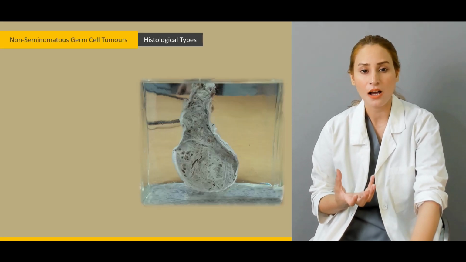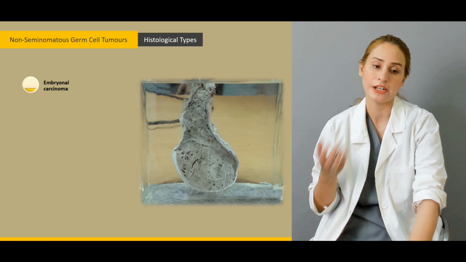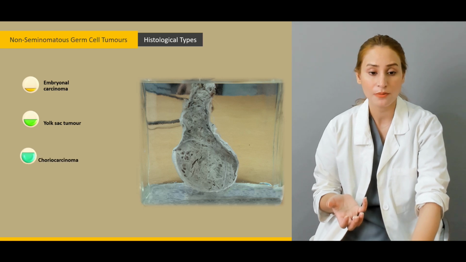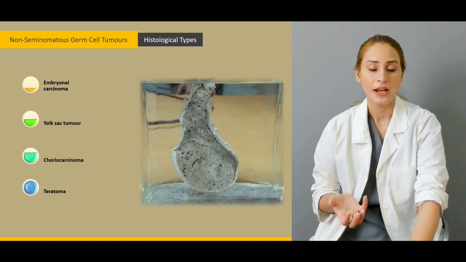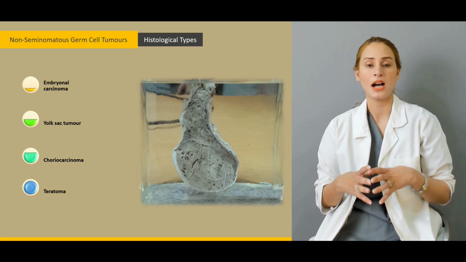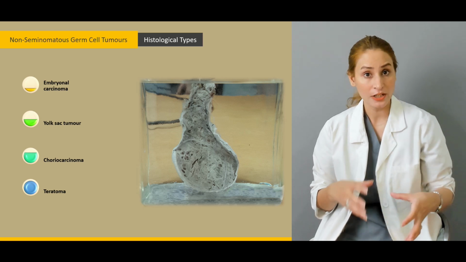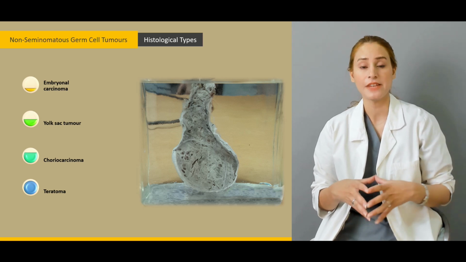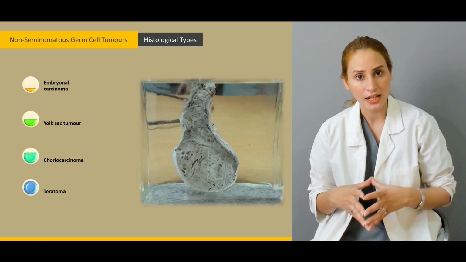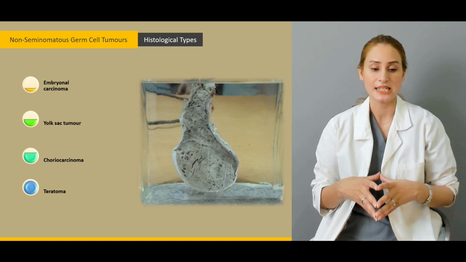In case of the non-seminomatous germ cell tumors, I have already told you there are embryonal cell carcinoma, yolk sac carcinoma, teratoma, choriocarcinoma. Out of these, embryonal cell carcinoma is derived from the embryonal structure, and they're highly aggressive, poorly differentiated. Yolk sac tumors secrete alpha-fetoprotein. Choriocarcinomas are also malignant, and they're highly aggressive.